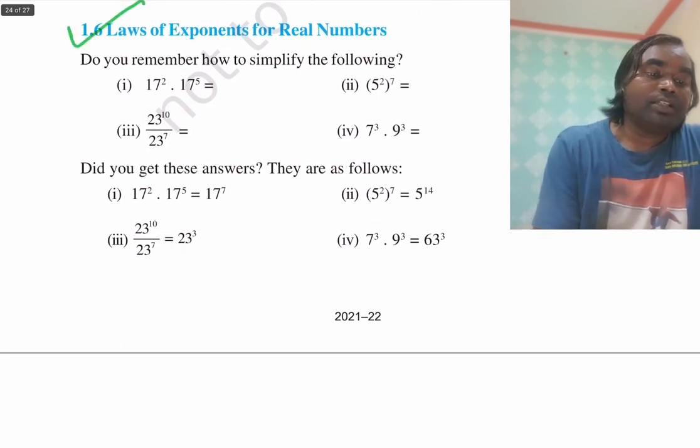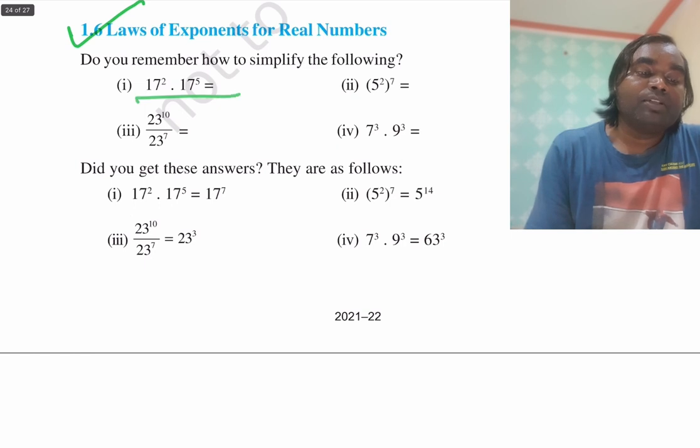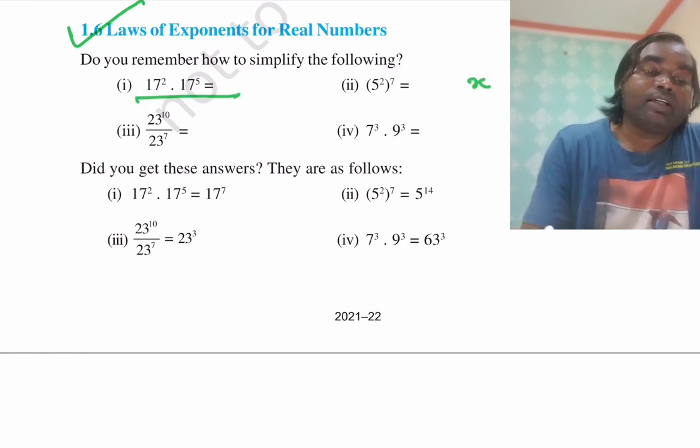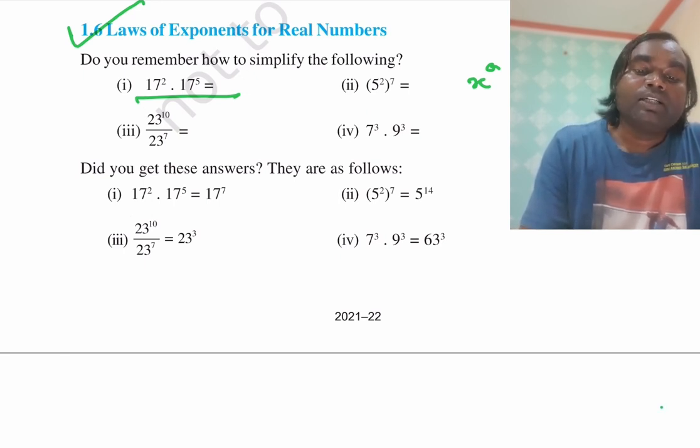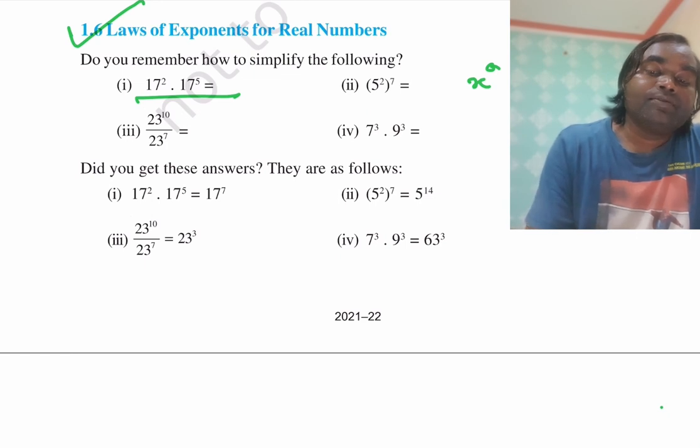So these are the rules for exponents for real numbers. That means if x to the power a into y to the power b is given, where x and y are real numbers, then this can be written as x y to the power a into b. Here if x to the power a into x to the power b, then the exponents will be added, a plus b.